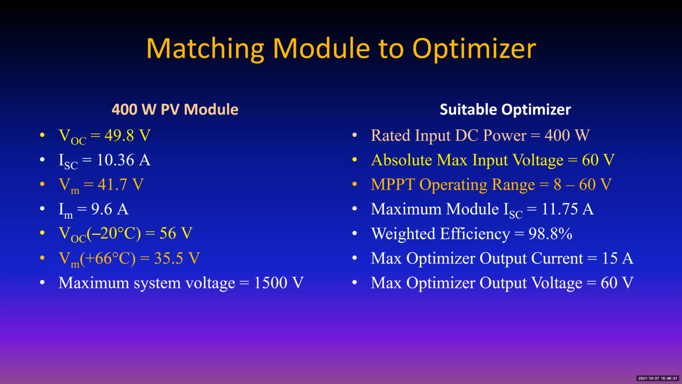Weighted efficiency of the optimizer, 98.8%, 1.2% loss, not too bad. Maximum optimizer output current is 15 amps. So if the array wants it to go to more than 15 amps, the inverter is not necessarily required to run at 400 volts. That's the nominal operating voltage, but it can raise that a bit if necessary to reduce some of the currents. And the maximum optimizer output voltage is 60.